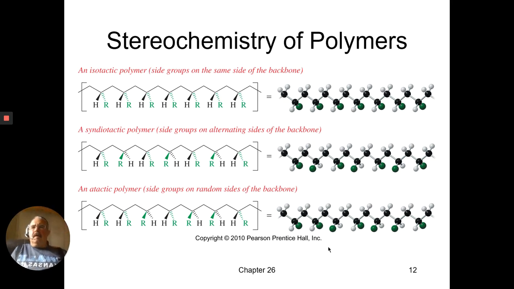Stereochemistry can often be important in the properties of a polymer. Here we have what is called an isotactic polymer, in which the side groups are on the same side of the backbone. And then here we have a syndiotactic polymer. The side groups are on alternating sides, back, front, and so on. And then an atactic polymer is one in which the side groups are on random front, back sides of the backbone.